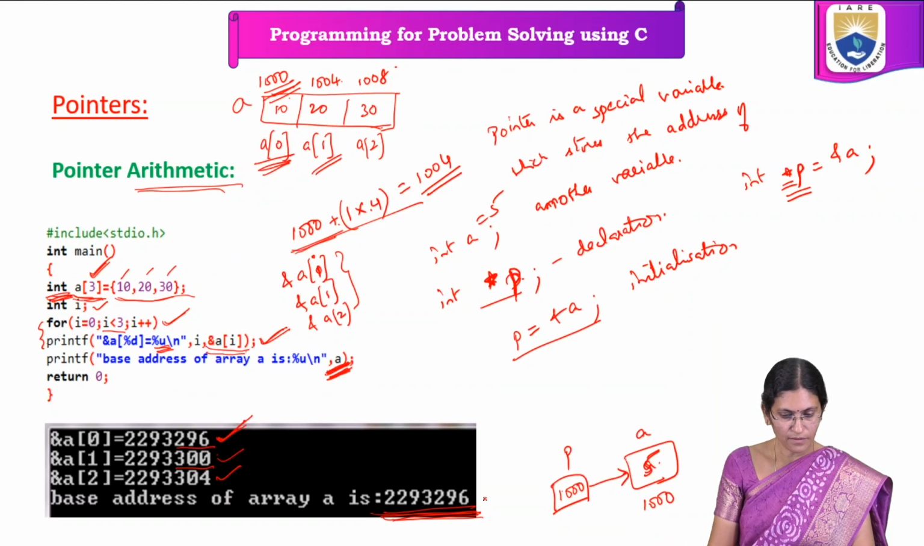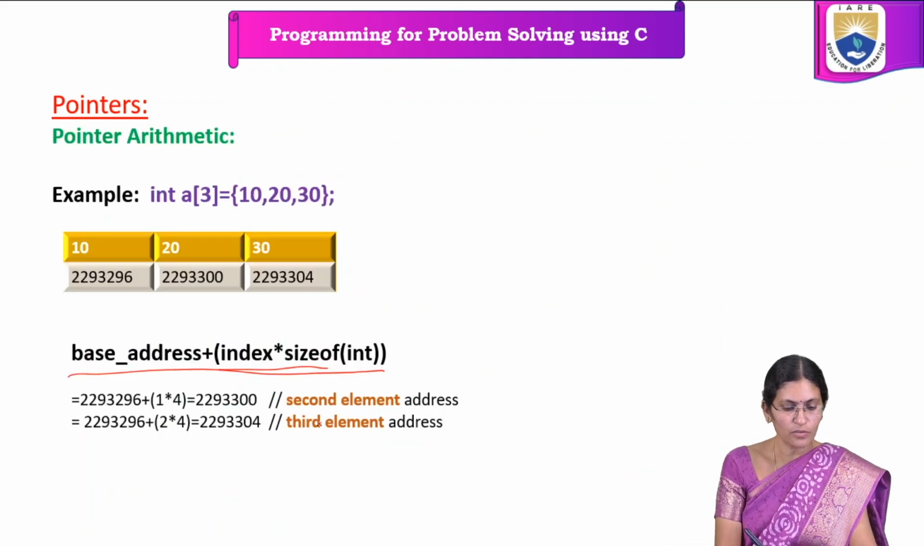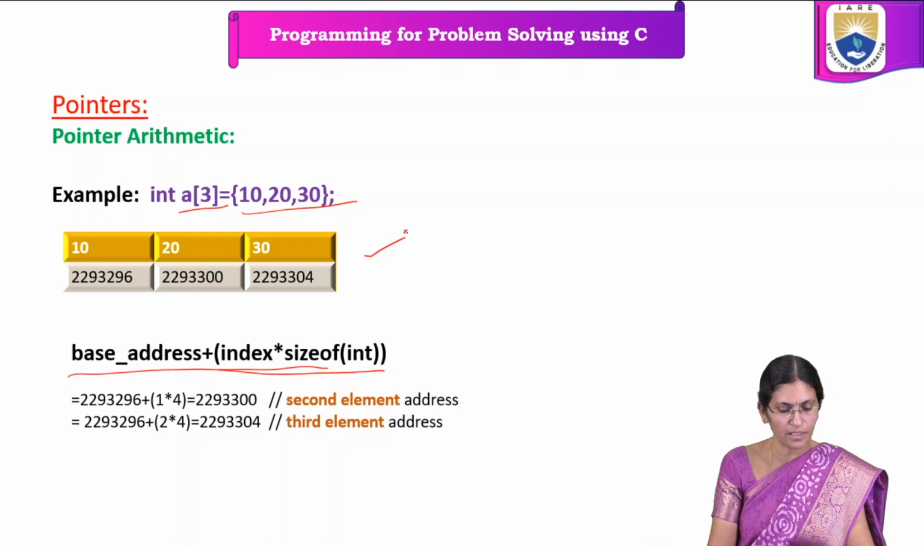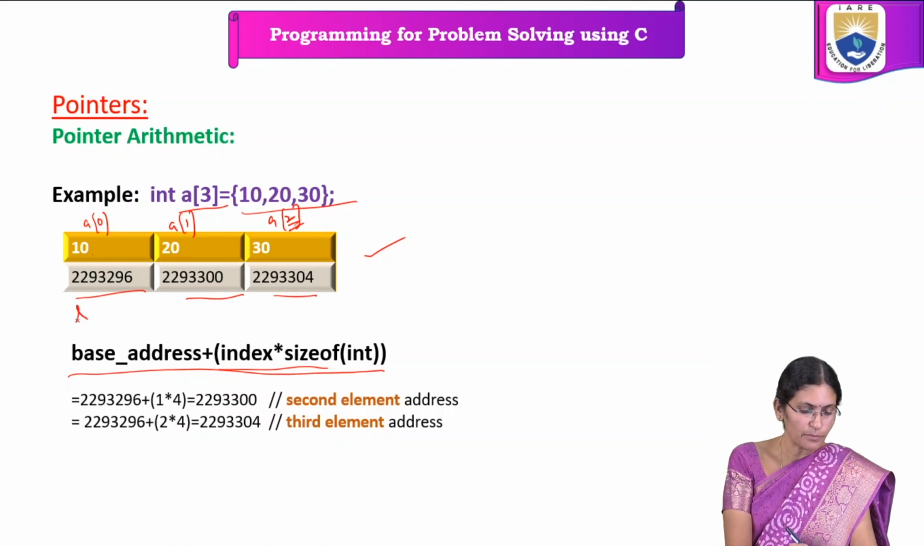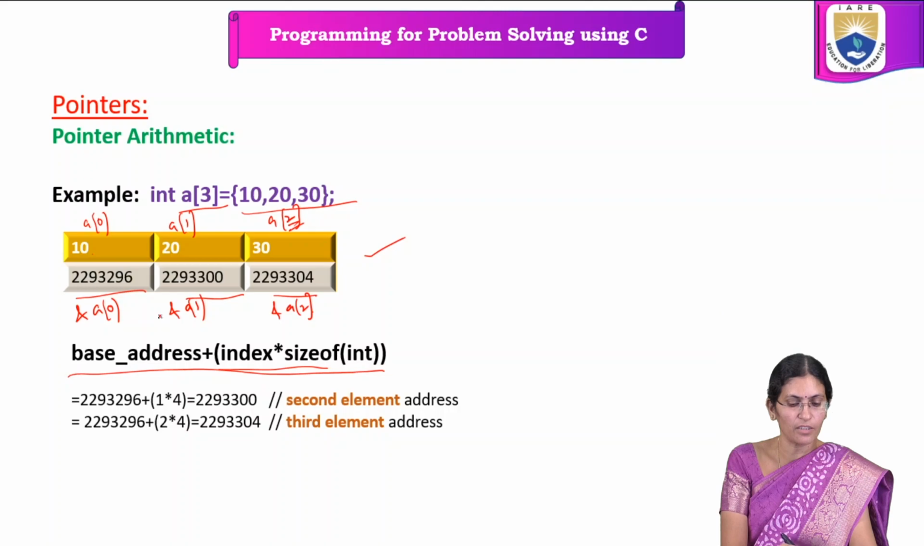Now let us understand this; the same program you can visualize. There are 3 elements in the array, 10, 20 and 30. This is how we can represent it in memory. The first element is 10 and its corresponding index is 0. The second element is 20 and its index is 1. The third element is 30 and its index is 2. These are the addresses which we have printed by using ampersand A of 0, ampersand A of 1, and ampersand A of 2.